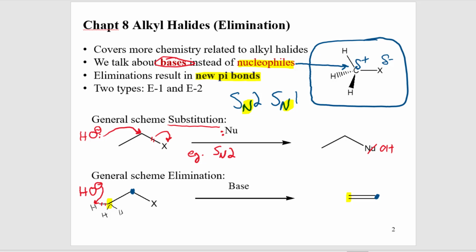So the base, if you will, is going to grab the proton, and then the proton will leave its electrons behind, but it's not going to dump them onto the atom. It's going to form a cascade. And you can see through this arrow pushing, plucking off the hydrogen cascades the electrons in and pushes the leaving group out. So this is the general elimination scheme that we're going to be considering.